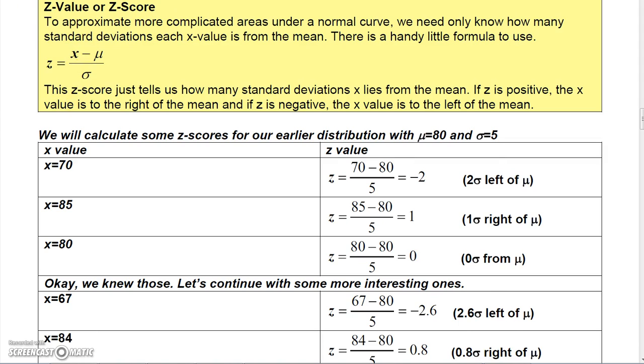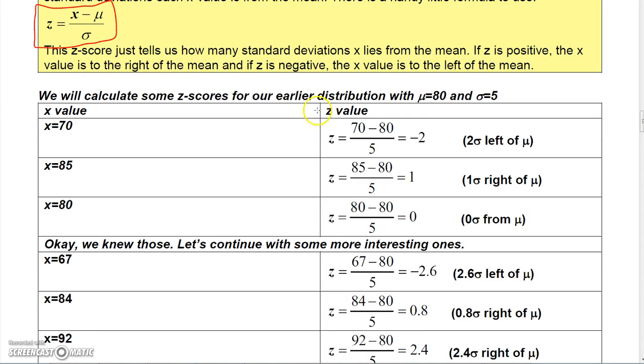Now, finding the z-score is basically what standardizes the score. And this is how you find the z-score for a particular x value. You simply take x minus the mean and divide by the standard deviation. So if you look at our example we just did with the mean of 80 and a standard deviation of 5, then if x is 70, we can put a 70 in for x, subtract the mean, divide by 5, and we get -2, which means that that value is 2 standard deviations to the left of the mean.